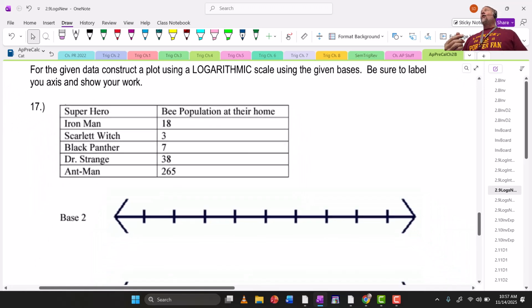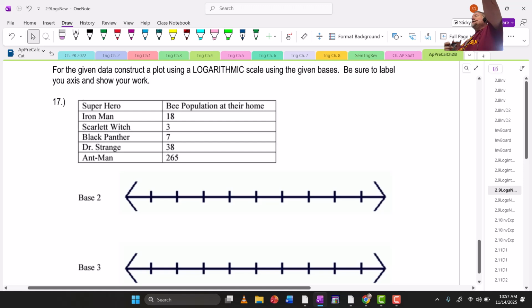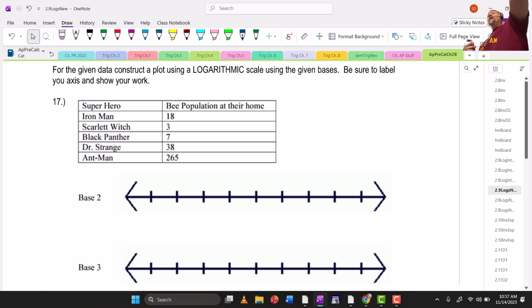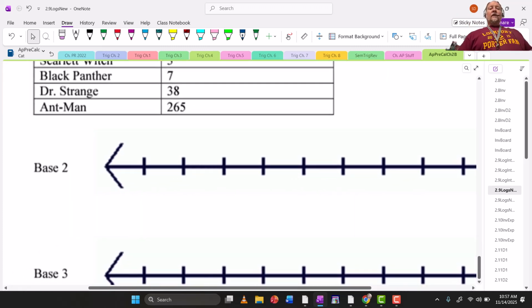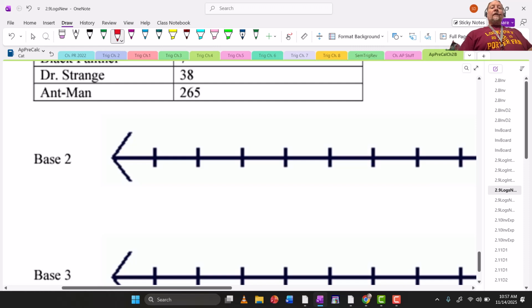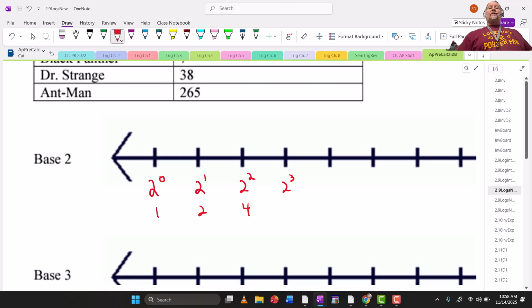All right, so this is a scale logarithmic in a way, but this is in terms of a base 2 logarithmic scale. So here's what we have here. This number right here is 2 to the 0. By the way, what is 2 to the 0? It's 1. And then this is 2 to the first, which is 2. And then this scale is 2 to the second, which is 4. And then this is 2 to the third, which is 8. And so on and so forth.